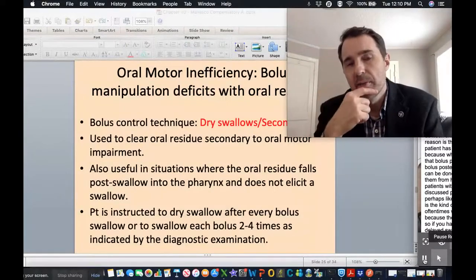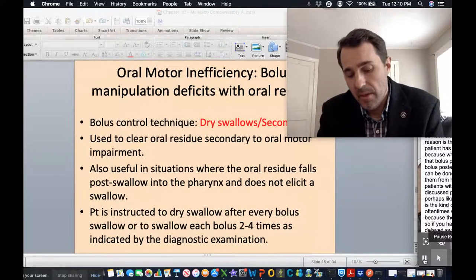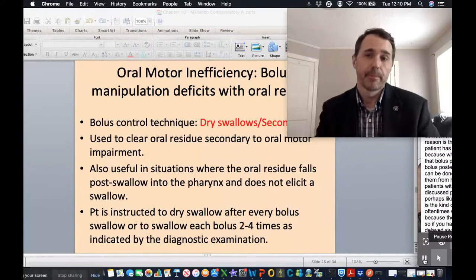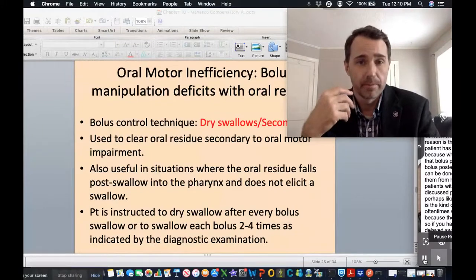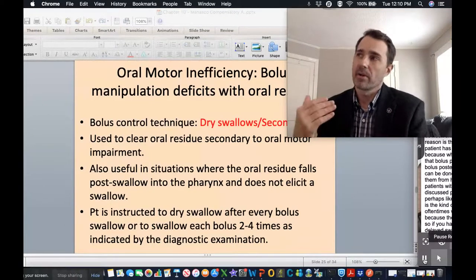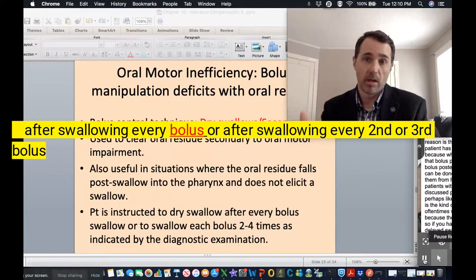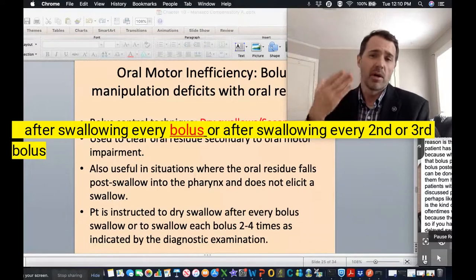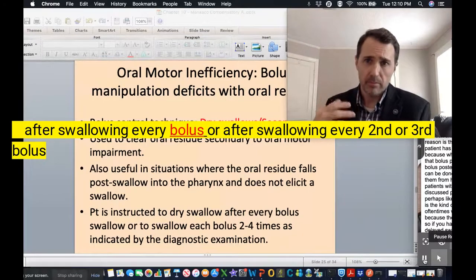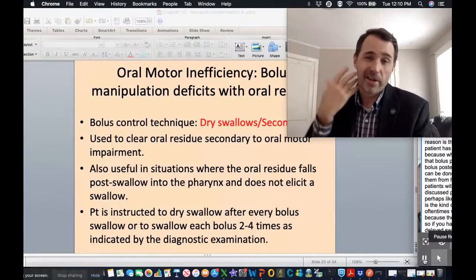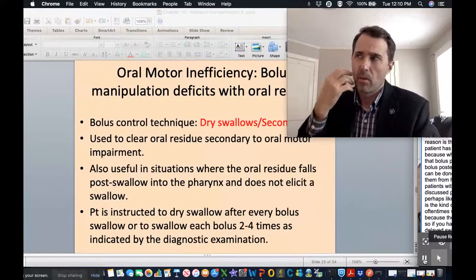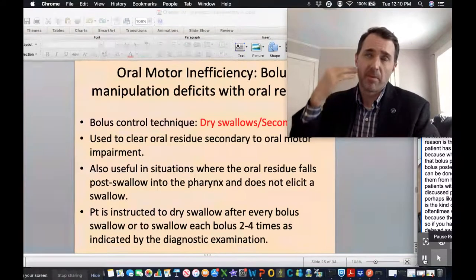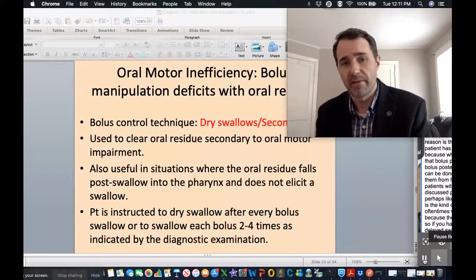Another strategy we use often is referred to as the second swallow, and is exactly what it sounds like. Patient swallows their bolus, and then you teach them that after every, we'll say, swallow, or maybe after every second or third swallow, they do another swallow, a dry swallow, to clear any stasis that is going to be in the oral cavity or is going to be falling from the oral cavity into the pharyngeal cavity.